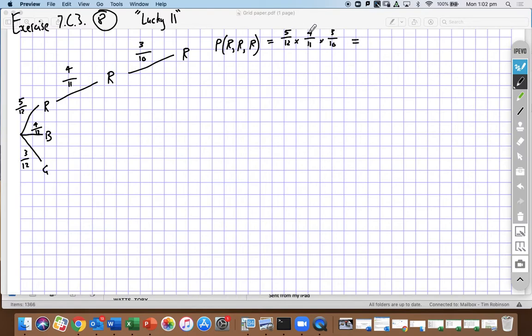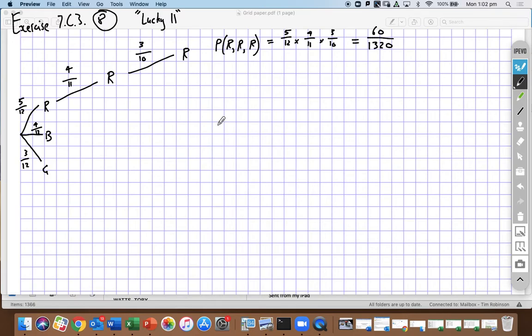Okay, so 5 times 4 is 20. 20 times 3 is 60. What about the bottom? 12 times 11, that's 121. No, it's not. It's 132. 132 times 10 is 1,320.